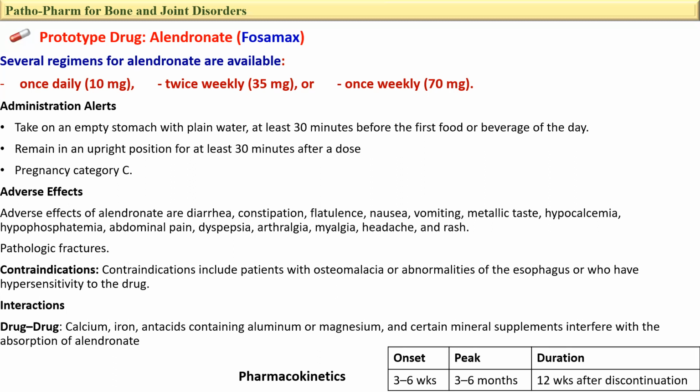Fosamax plus vitamin D combines alendronate and vitamin D into a single tablet. There are some forms of Fosamax plus vitamin D, but again, the nursing implications about Fosamax are critically important to be instructed or educated to the patient.